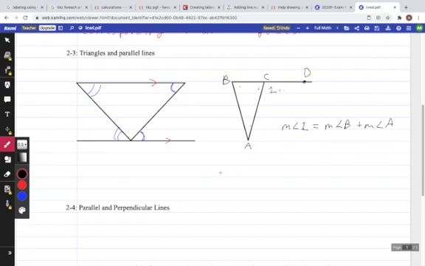In fact, if we were to put this in logic terms, we would have if the measure of angle 1 plus, I'm going to name this angle 2, the measure of angle 2 is 180, and the measure of angle A plus the measure of angle B plus the measure of angle 2 equals 180, then the measure of angle 1 equals the measure of angle B plus the measure of angle A.